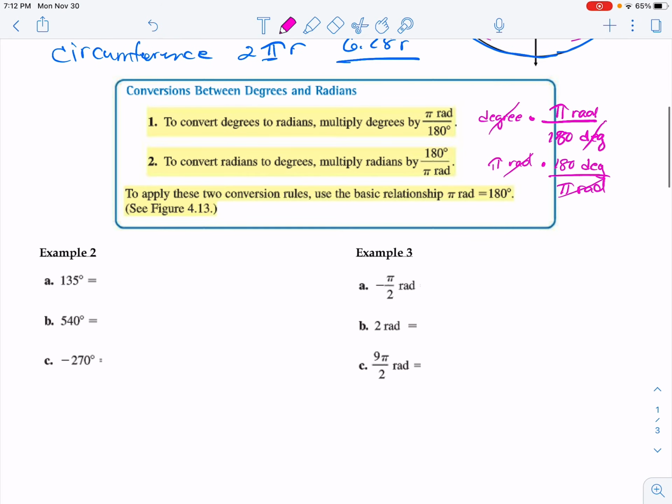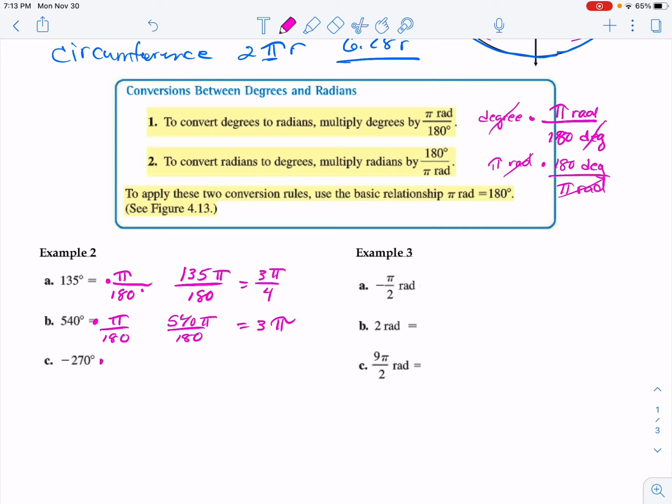Okay? So I have 135 degrees. I want it in radians. So I want pi radians on top, 180 degrees on the bottom, and you get 135 pi over 180. Does that reduce? Probably. You smart people out there. It is 3 pi over 4. Okay. You multiply this times pi over 180, and you get 540 pi over 180. 540 divided by 180 is 3 pi.